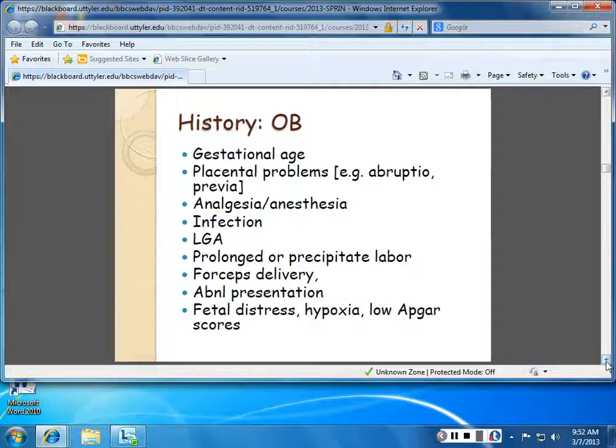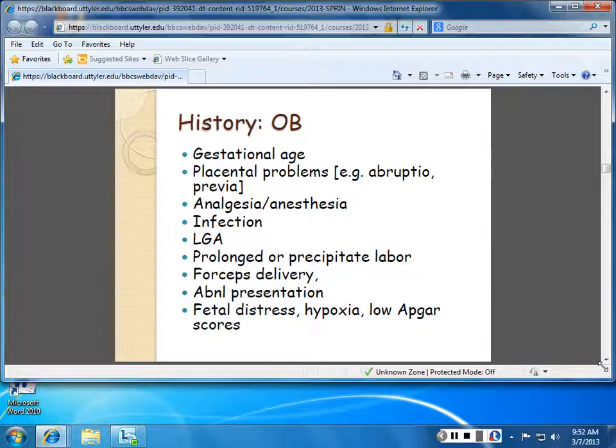OB history, you want to know gestation. Were there any placental problems, abruption or previa? What kind of analgesia or anesthesia did they use? Was there any infection? Was the baby large for gestational age? You know, that's like a cork in a bottle. They're hard to get out. They tend to have birth injuries.